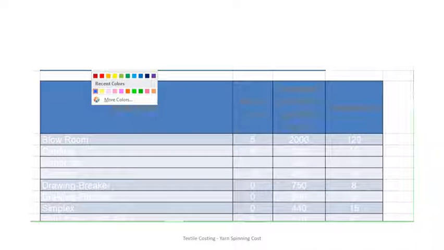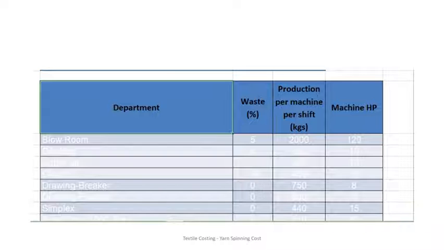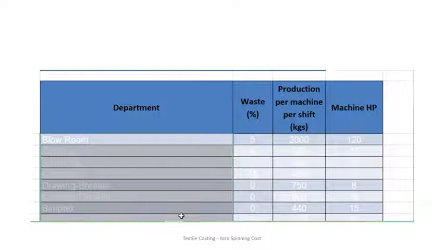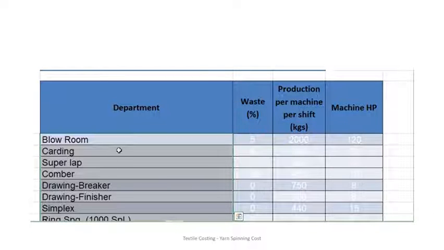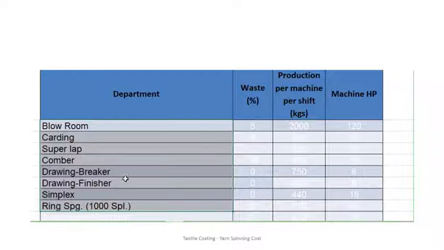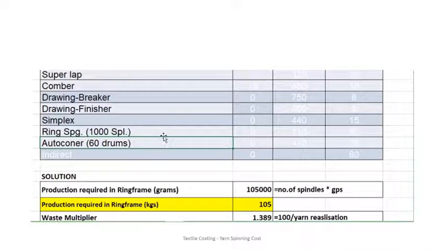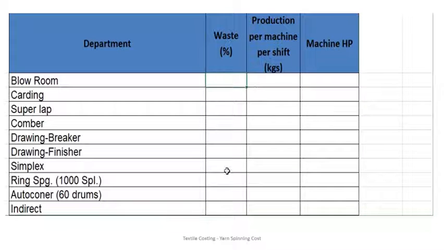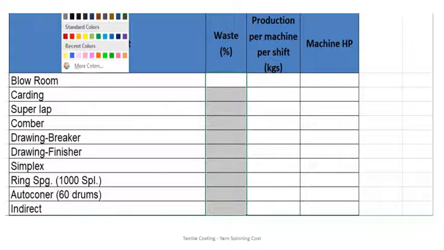The other given data are the various production departments, waste percentage in each department, production per machine per shift in each department, and the HP of that particular machine. So we have the various departments from blow room. We have the card, superlap, comber, draw frame breaker, draw frame finisher, simplex, ring frame, and auto corner. The waste percentages of the various production departments are given here.